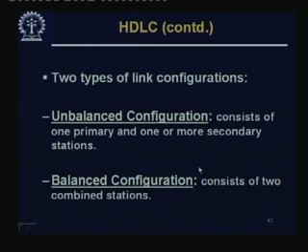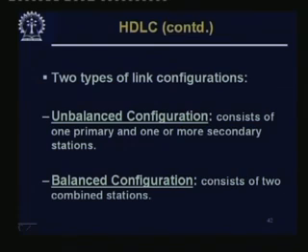And then there can be 2 types of link configurations. An unbalanced configuration consists of one primary and one or more secondary stations. So if you have one primary and maybe one secondary station, this is more like a point to point link. If you have one primary and a number of secondary stations, then it is more like a point to multipoint link.